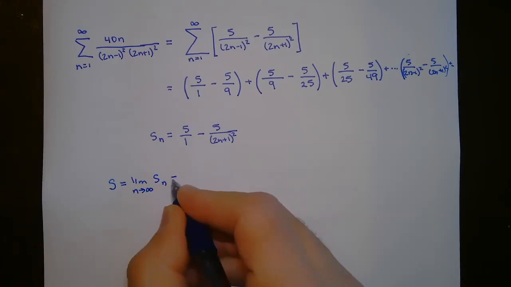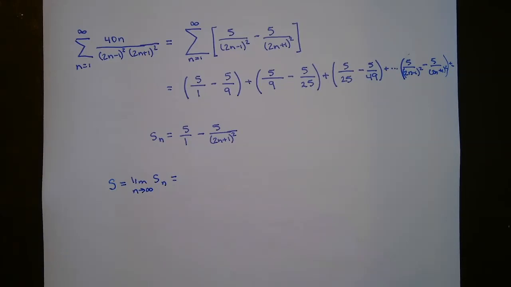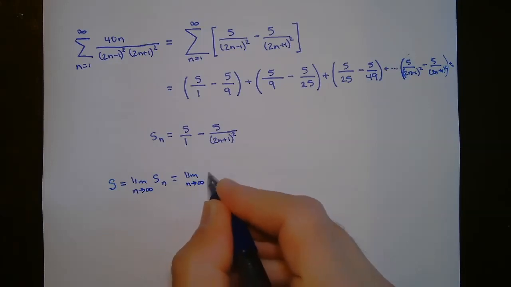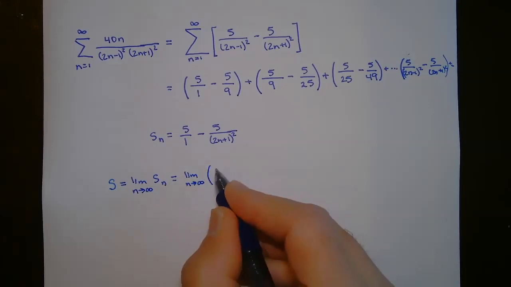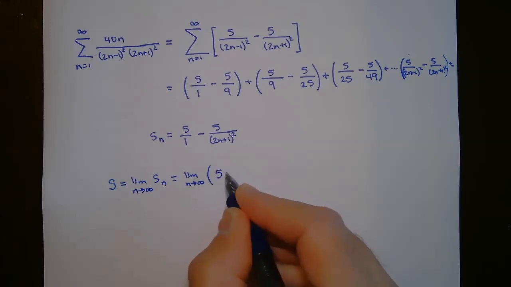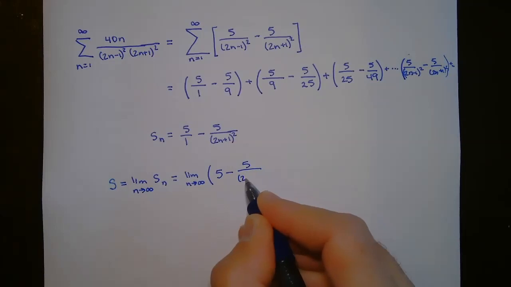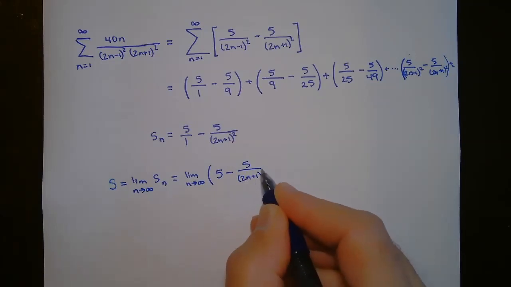We did this back in the last unit, but I just want to reiterate it so you see it again, and you get a little bit better each time. So this would be the limit as n goes to infinity of 5 over 1, which is really just 5, minus 5 over (2n plus 1) squared.